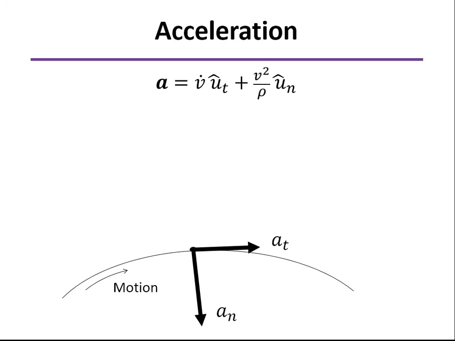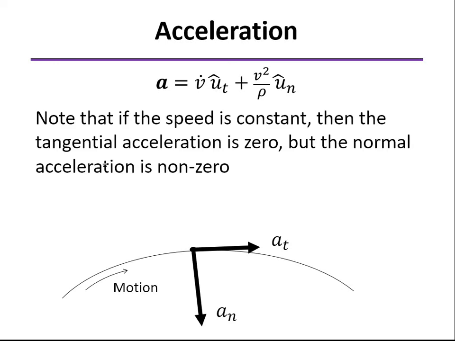So our acceleration we can write again as v dot in the tangential direction plus v squared over rho in the normal direction. As we noted earlier, speed may be constant, but that doesn't mean the acceleration is 0. It means the tangential acceleration is 0. But as long as we're going around a curve, we're going to have a non-zero acceleration. And of course, to find the magnitude of acceleration, we just take the square root of the sum of the squares of the components.